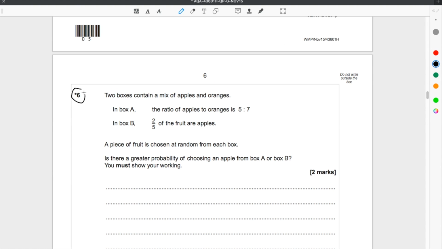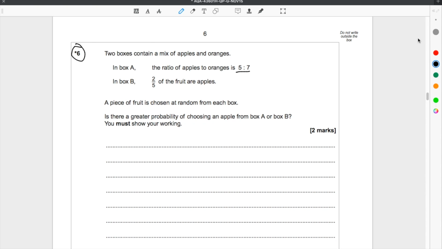it's got that star there, which means we're going to have to structure this in a way that makes it clear to the examiner exactly how we're answering this question. 2 boxes contain a mix of apples and oranges. In box A, the ratio of apples to oranges is 5 to 7, and in box B, 2 out of the 5 fruit are apples. A piece of fruit is chosen at random from each box. Is there a greater probability of choosing an apple from box A or B? Show your working.